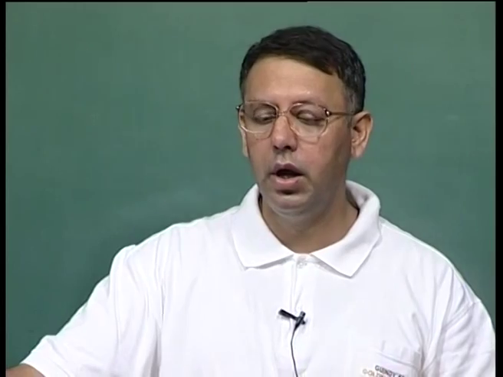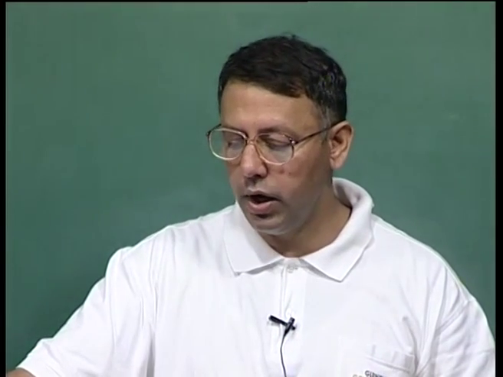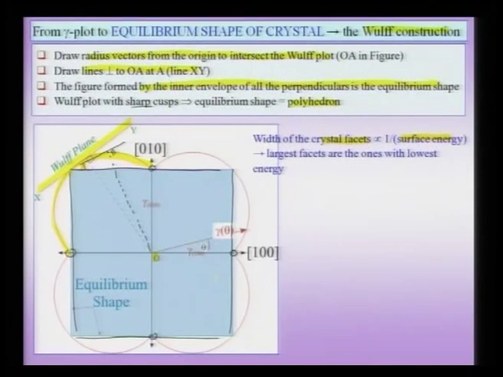that the equilibrium shape of a crystal is never going to be spherical; it is going to have a certain polyhedral shape, especially if the surface energy versus orientation plot, which is known as the gamma plot, has sharp cusps. And we use something known as the Wulff construction to take us from the gamma plot to the equilibrium shape of the crystal.